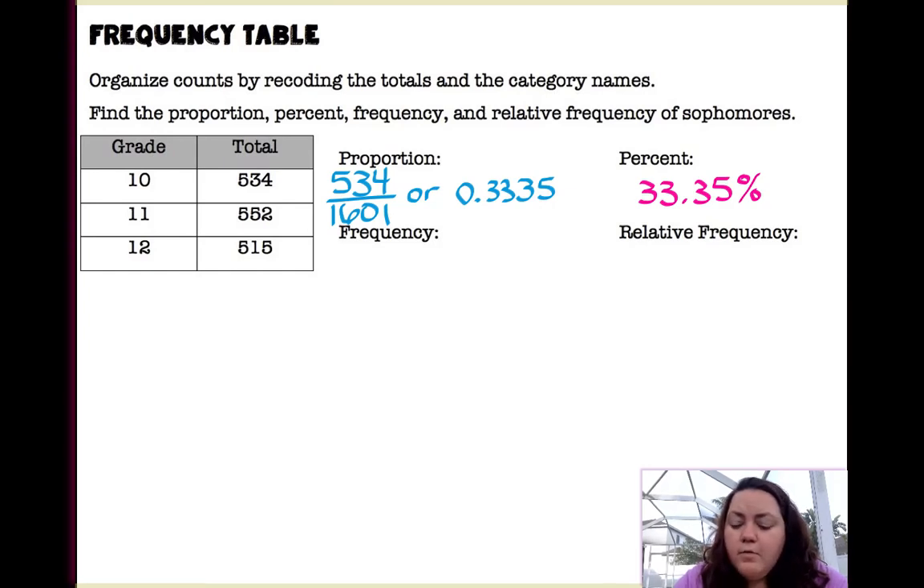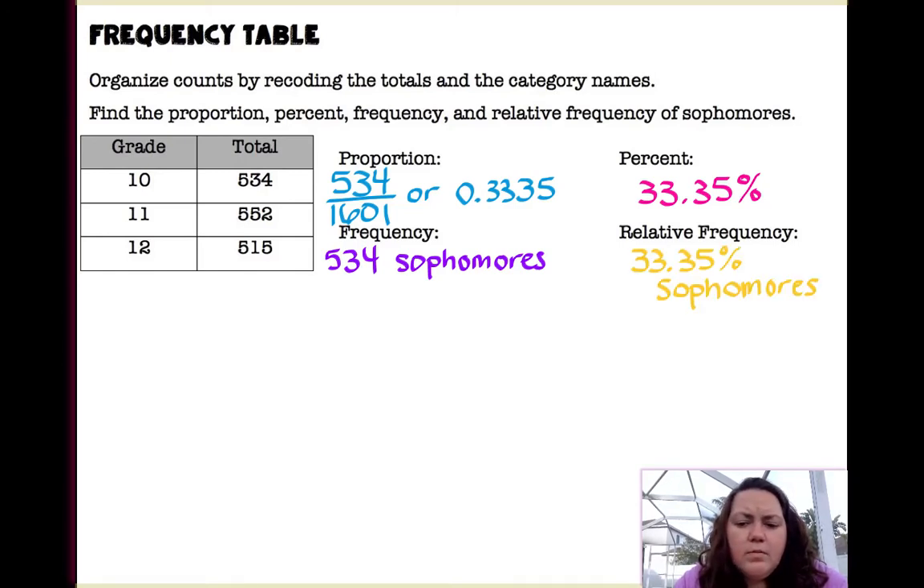Or multiply by 100. Frequency is basically the counts. How many sophomores do you have? So 534 sophomores, and you want to keep it in context. And then relative frequency is the count as a percentage. So I changed it to percent, 33.35% sophomores.